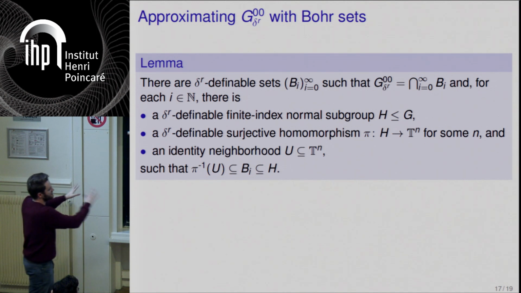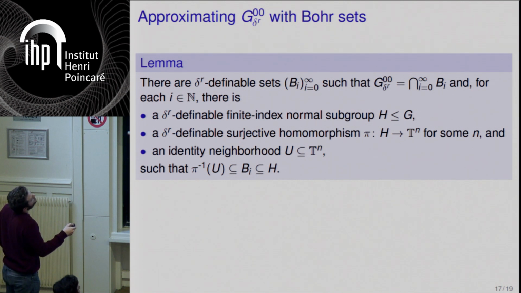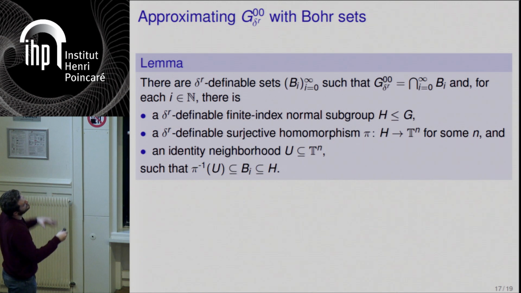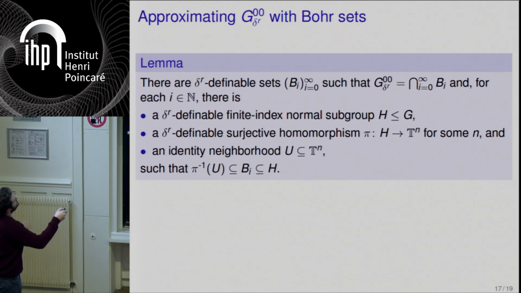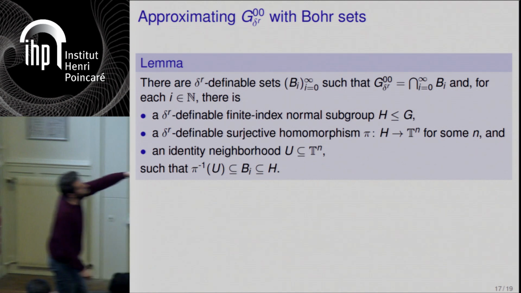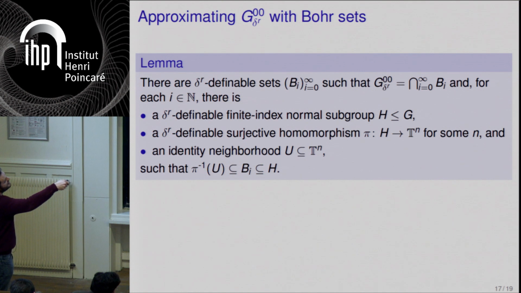Without this assumption, so back in our same context, but no longer assuming that G00 is an intersection of groups, I can find countably many ∧-definable sets B_i so that G00 is an intersection of these. But instead of being finite index subgroups, which I can't always get, the slogan is that they're like a Bohr set inside of a finite index subgroup. Specifically, for each i, I can find a finite index normal subgroup H_i, and I can find a ∧-definable surjective homomorphism from that subgroup H to some n-dimensional torus. And I can find an identity neighborhood U inside of the torus so that B_i contains the pullback of the identity neighborhood and is inside this finite index subgroup.